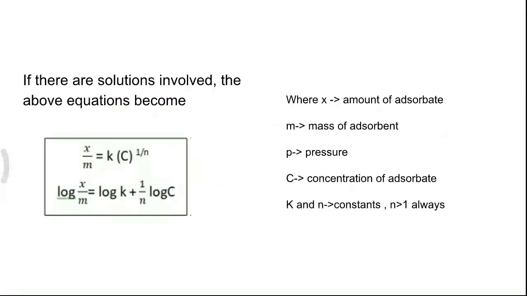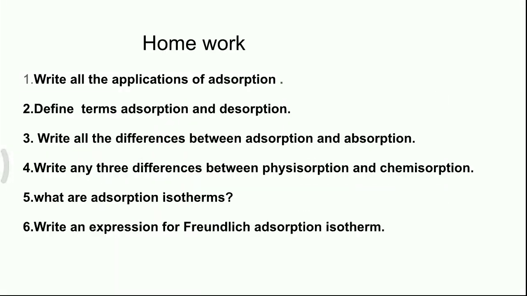Now, if solutions are involved in the adsorption process, the Freundlich adsorption isotherm can be modified as x by m is equal to k into c to the power 1 by n, where c is the concentration of the adsorbate. By taking logarithms on both the sides, you will get log x by m is equal to log k plus 1 by n into log c.